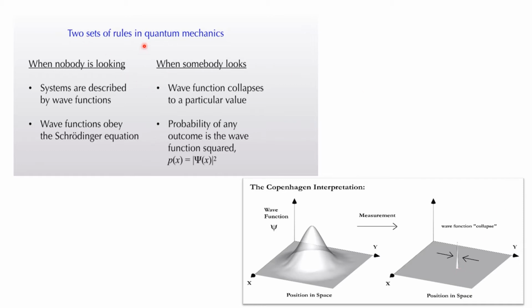So there are two sets of rules in quantum mechanics. When someone looks at, say, an electron or a photon, the wave function collapses and it exists as a particle. But when I don't look at it, it may either exist as a particle or a wave. In this case, it exists as waves.